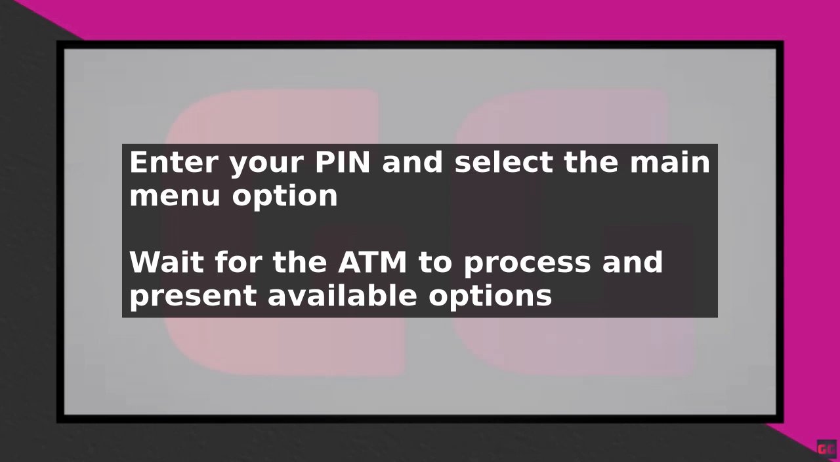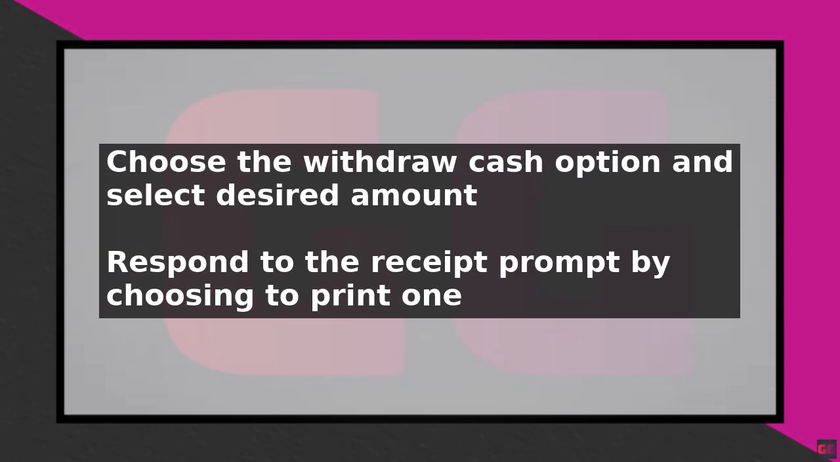The ATM will take a moment to process, and then it will present you with a range of options, including withdrawing cash or selecting a fast cash option for a predetermined amount, such as $40. To proceed, choose the withdraw cash option, and then select the desired amount.